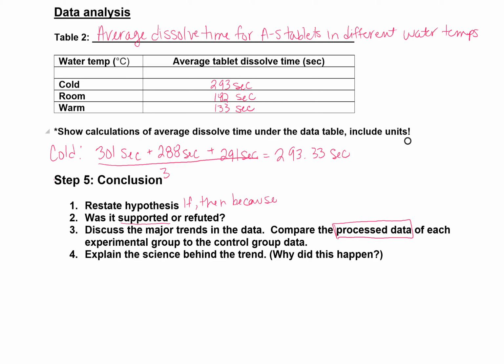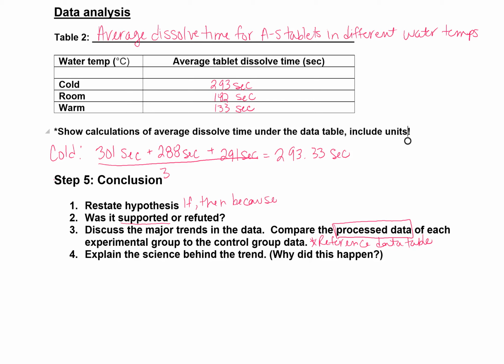In using this process data, you want to make sure that you always reference the data table where it was found. In this case, it would be table 2. You need to make sure the reader knows where to go to find the information that you're talking about. For example, you could say something like, according to table 2, the average amount of time it took for a tablet to dissolve in cold water was 293 seconds compared to room temperature water, which was 182 seconds.